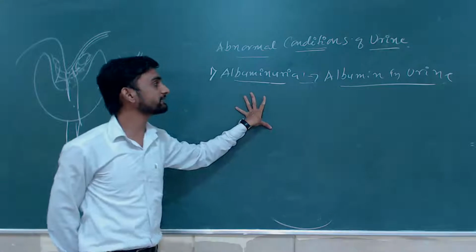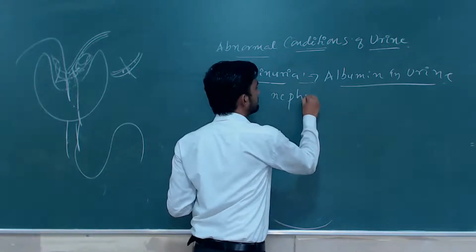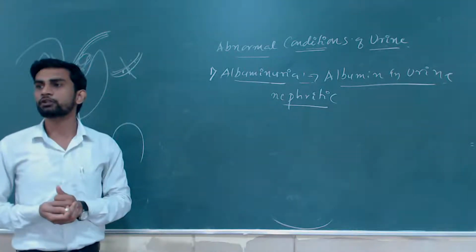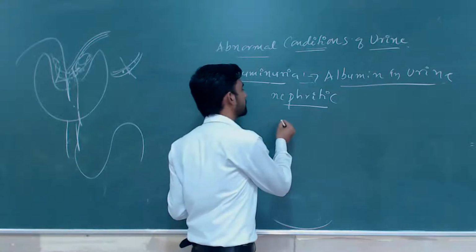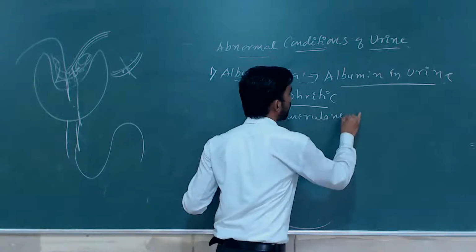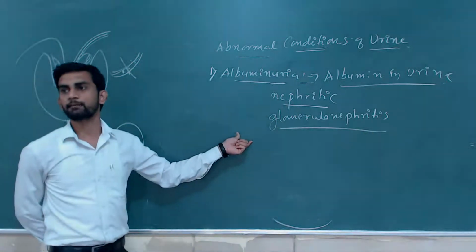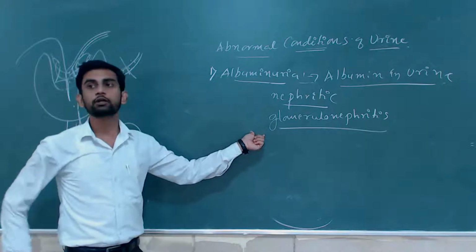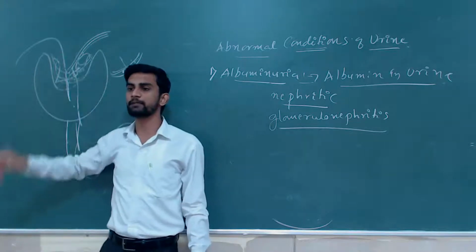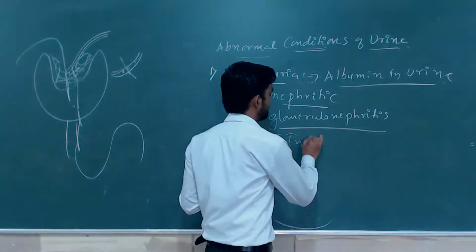In which condition will this happen, or albumin come in? The person who suffers from nephritis. Nephritis in the sense inflammation of nephrons. Or another disease condition called glomerulonephritis. These are very severe kidney related problems, where especially the glomerular region inflammation takes place. Especially in the glomerulus region, inflammation will be there, and this disease condition we call glomerulonephritis. In bracket you write it down: inflammation.